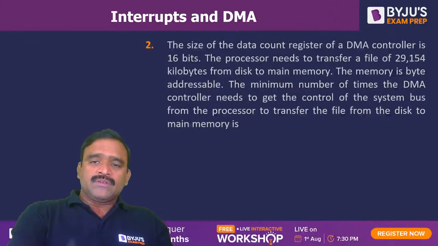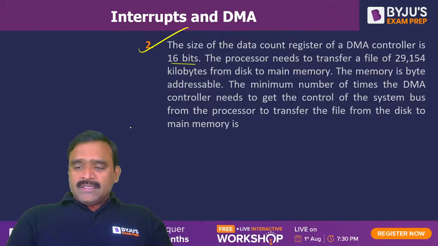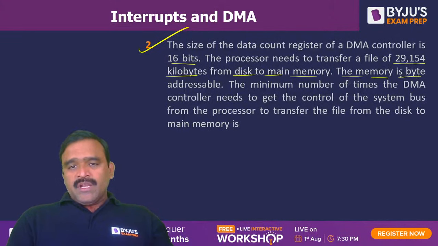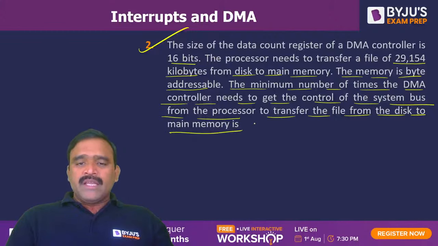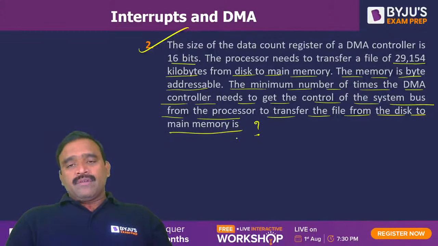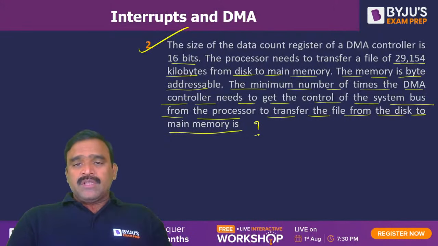Okay, now let us move on to the next question. Question number 2. The size of the data count register of a DMA controller is 16 bits. The processor needs to transfer a file of 29,154 kilobytes from disk to main memory. The memory is byte addressable. What is the minimum number of times the DMA controller needs to get control of the system bus from the processor to transfer the file from disk to main memory? Once DMA has requested, how many bytes of data we can transfer is decided by the data count register.